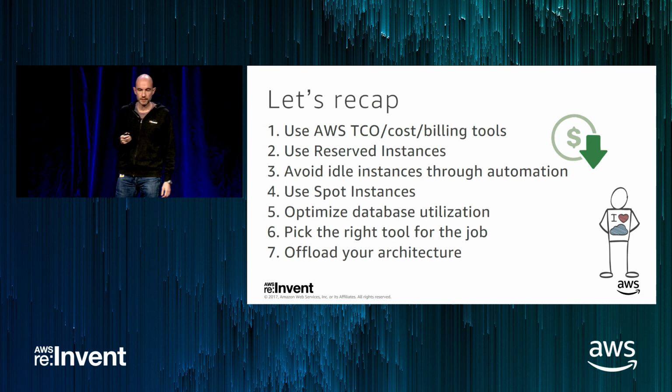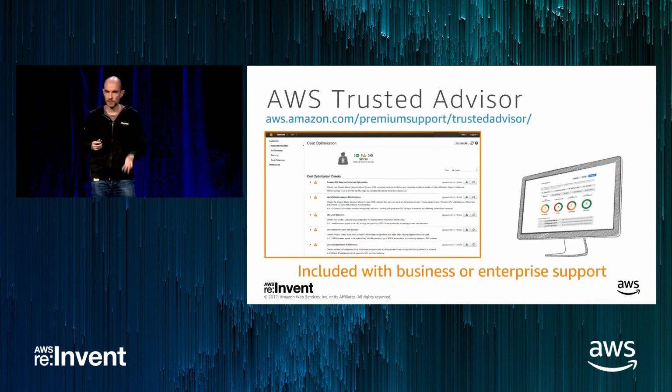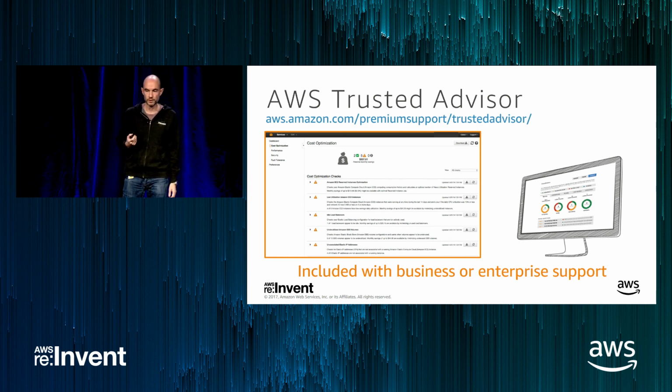Think about the database utilization and optimization techniques that we learned about, and try to pick the right tool for the job. I don't want anybody putting log files, application logs, into MySQL databases right next to their high-volume transaction systems. And I've seen that before. And offload your architecture by using caching, CloudFront, and stuff like that. If you're still unsure where to start, you can get a hint from AWS Trusted Advisor. Trusted Advisor includes a report that will tell you, here are some great cost-saving opportunities. And you get Trusted Advisor for free if you have business or enterprise support.